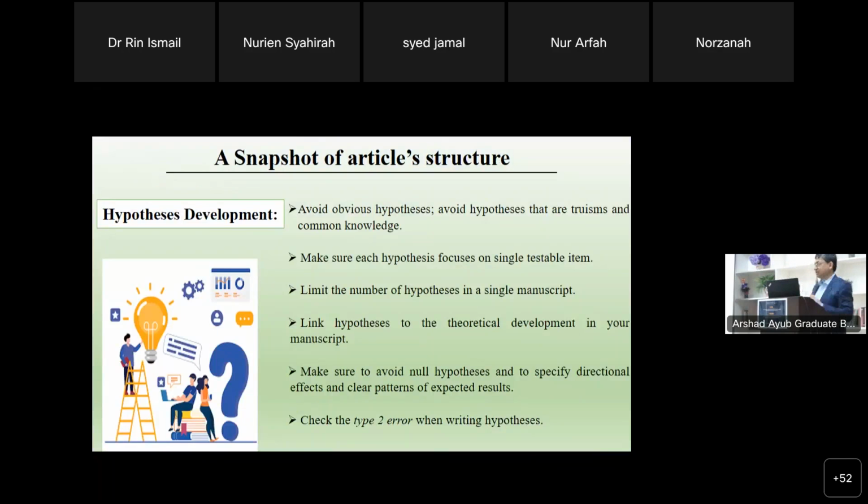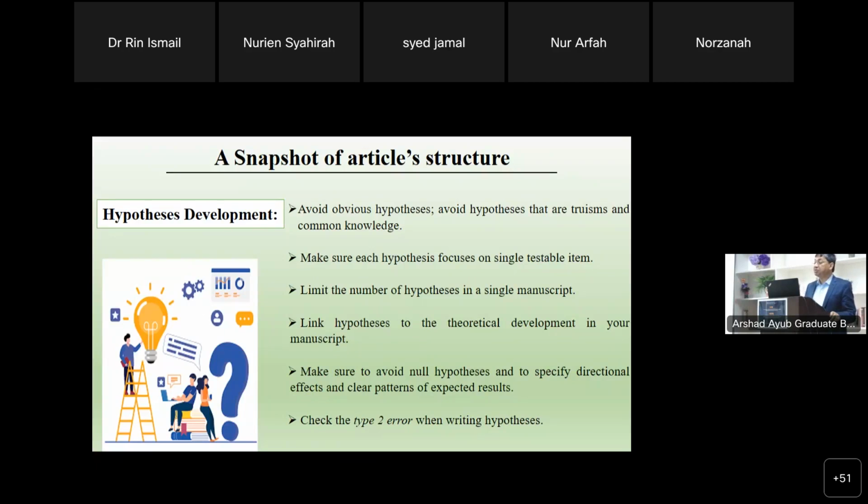Hypothesis development, another important part of your research. Avoid obvious hypotheses. What is the jargon? Okay, obvious: mother is related with father. That is obvious, right? You don't have anything to prove there. Now, if the proposition is that my father and mother always fight, that could be something, right? Because that's not normal. So you avoid obvious hypotheses. Make sure each hypothesis focuses on a single testable item.